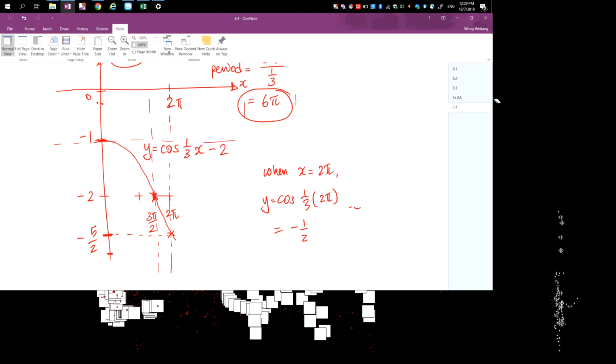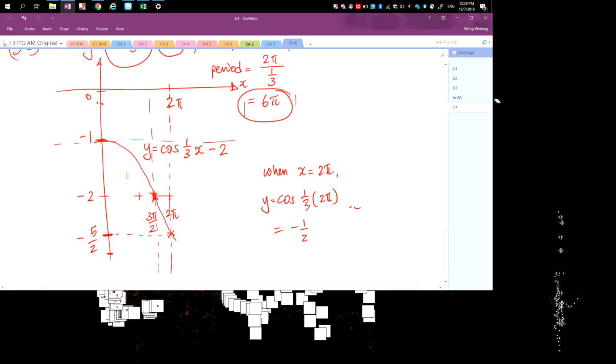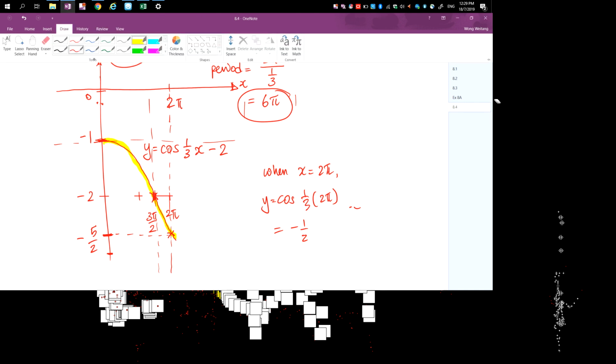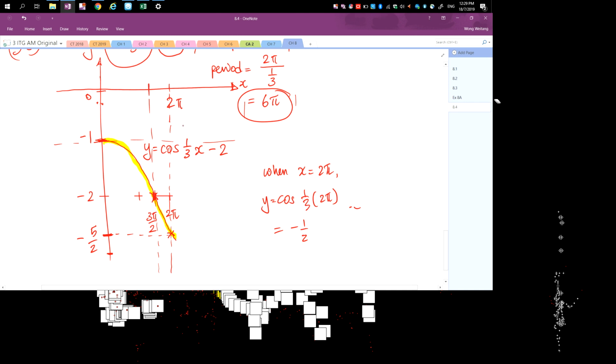Okay, I'll highlight the graph for you over here. And this value is 3 pi over 2.